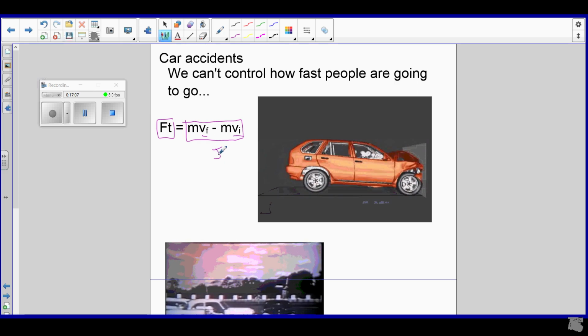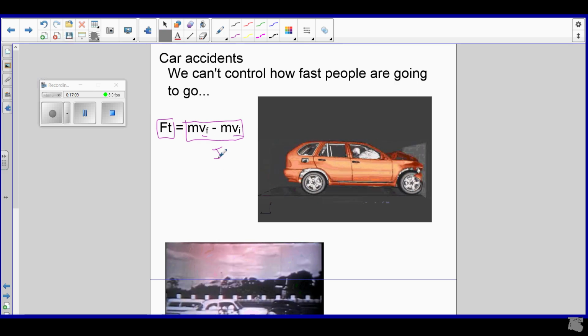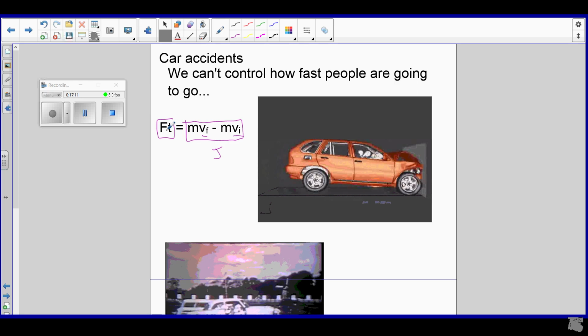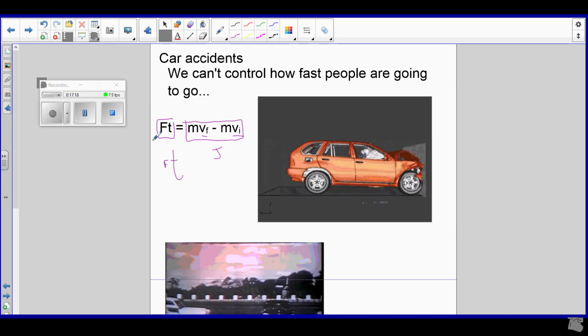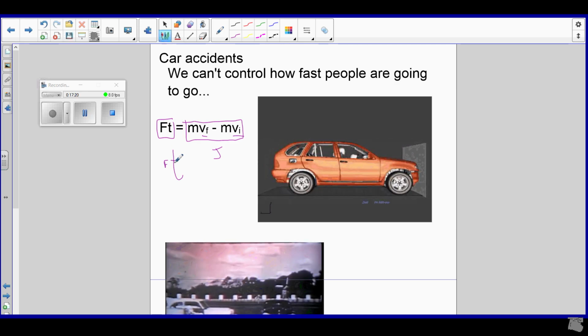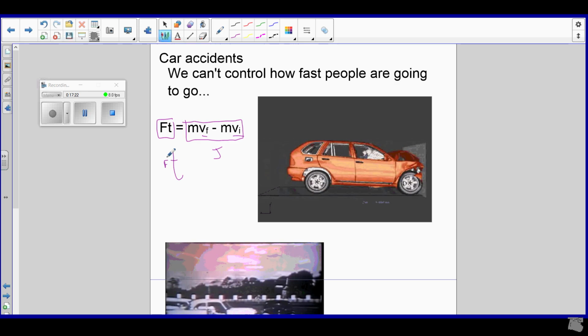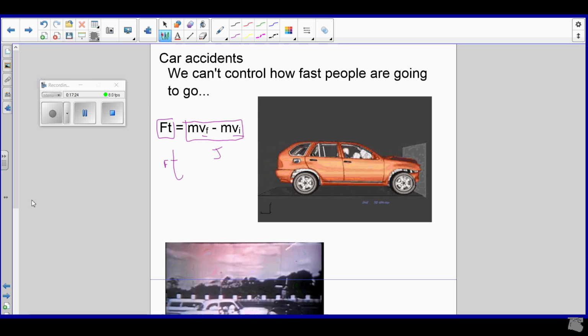If the impulse is going to be the same regardless of the collision, how can you make the collisions more survivable? And the idea is to extend the time of the collision so that the force felt is much smaller. Again, you have to look at what factors you are able to control. In this case, we're only able to control F and T.